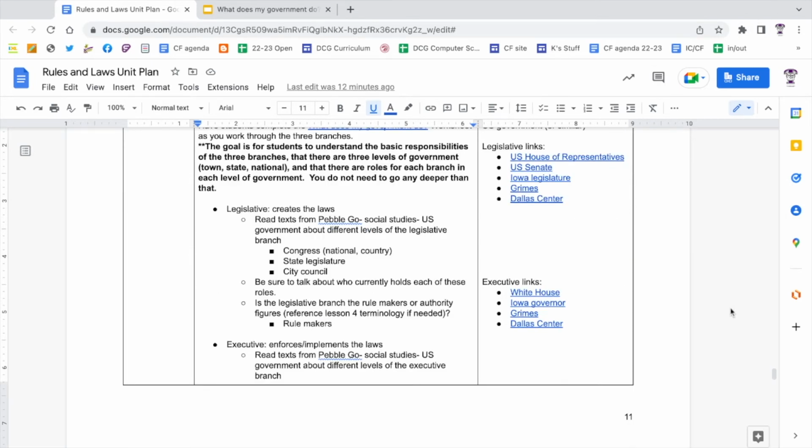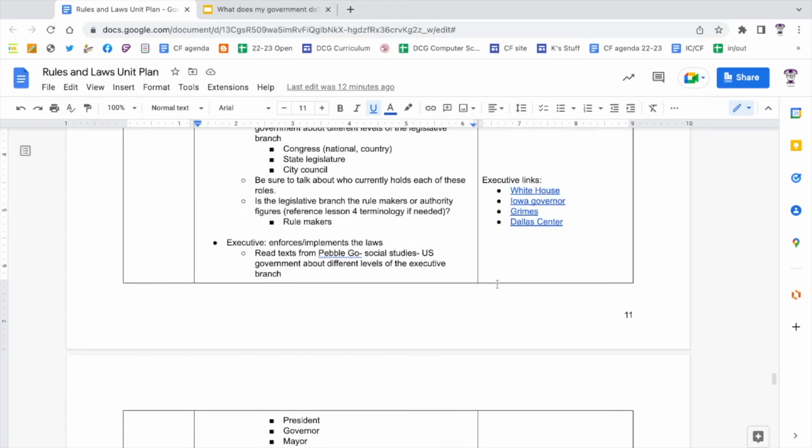As you're having students go through the worksheet, you continue along with instruction over the 3 branches. So the legislative branch we know creates the laws. And there's various texts you can use from PebbleGo in the Social Studies U.S. Government section. Make sure you talk about who has the main role in the legislative branch. And there are links on the side here to find who has what role in the legislative section.